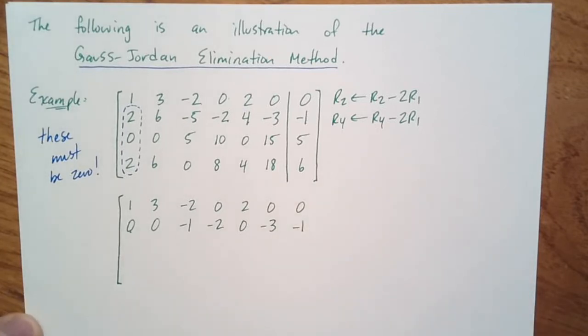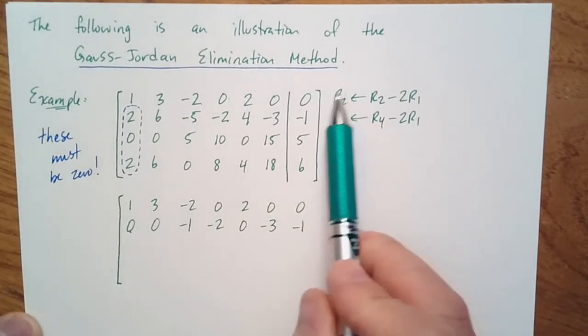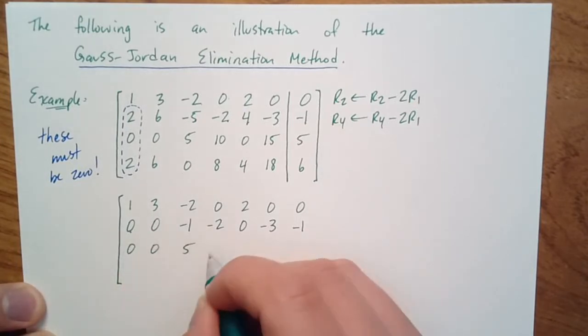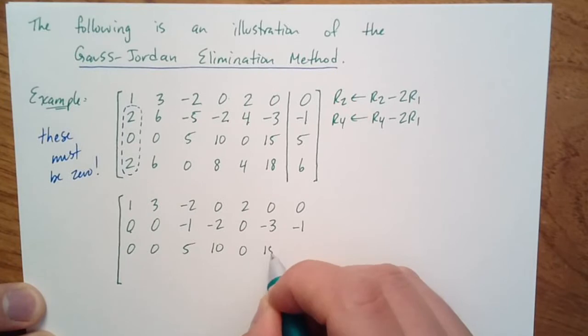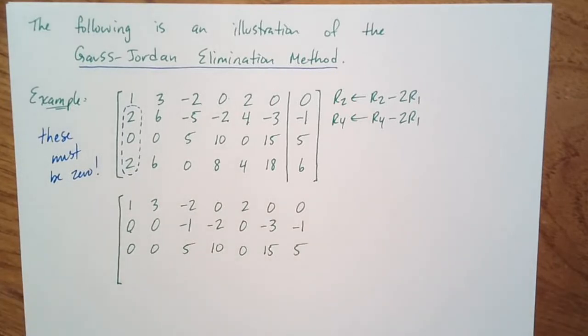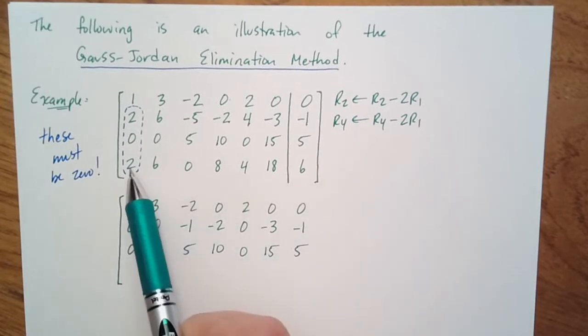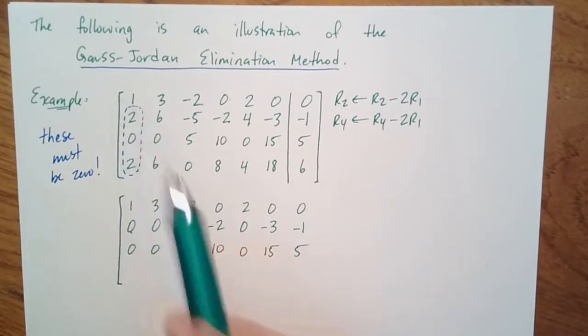Our third row, well, that also didn't change because it doesn't appear here as a row that's being overwritten, so we can copy that one down. But then row 4 will change, again, because we're taking row 4 and we're subtracting row 1 from it twice. So 2 minus 2 times 1, that'll be 0.